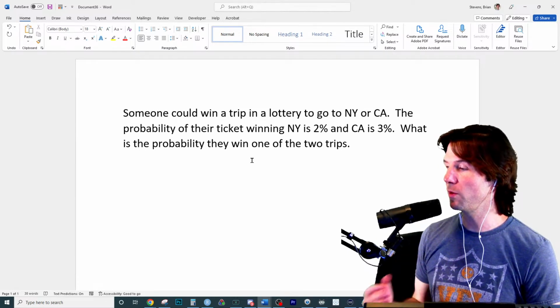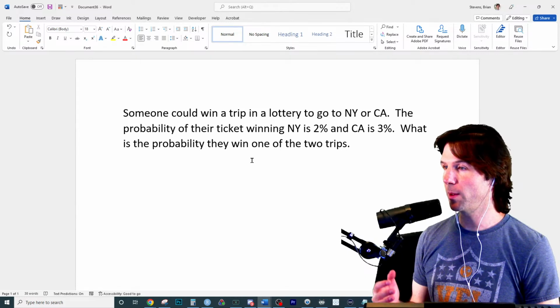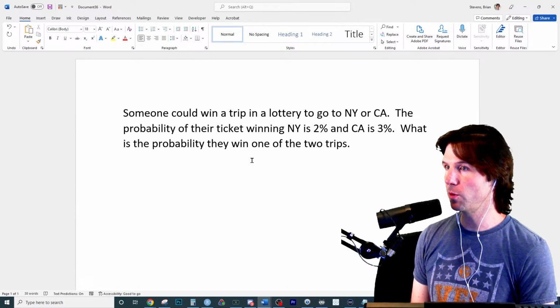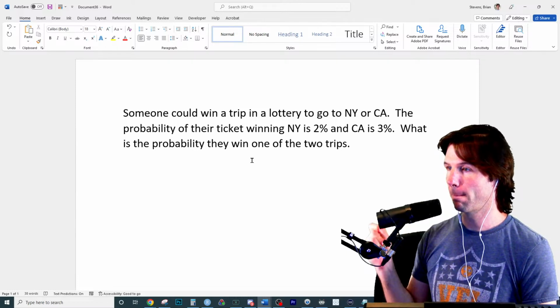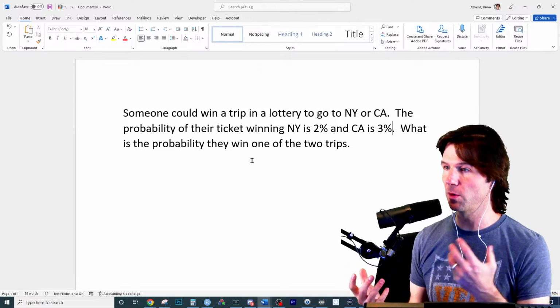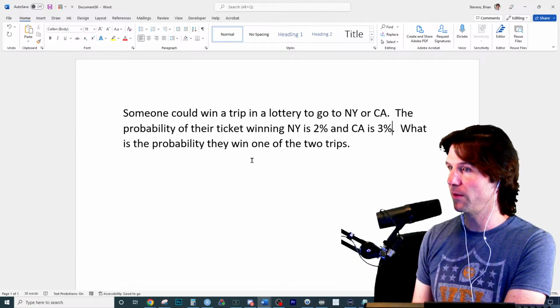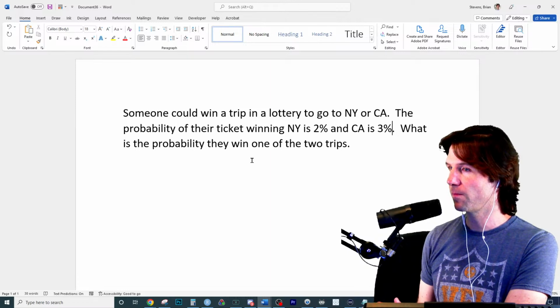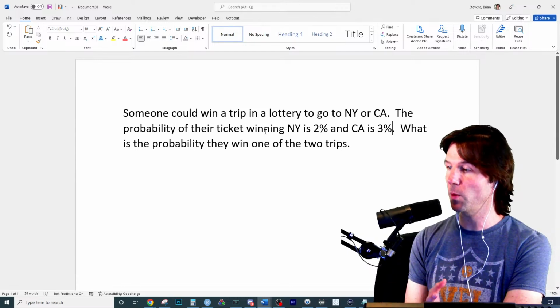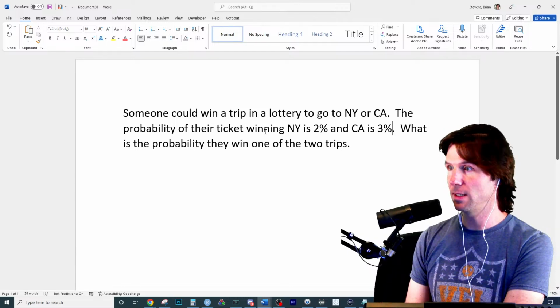What is the probability you do not win the New York trip? So it'd be like, not winning the New York trip is the complement of winning the New York trip. So you either win the New York trip or you do not win the New York trip. So what's the probability of not winning the New York trip? It's 98%. Does that make sense?